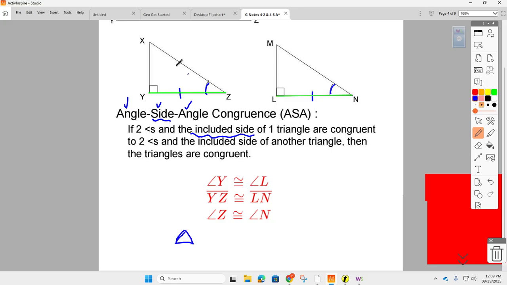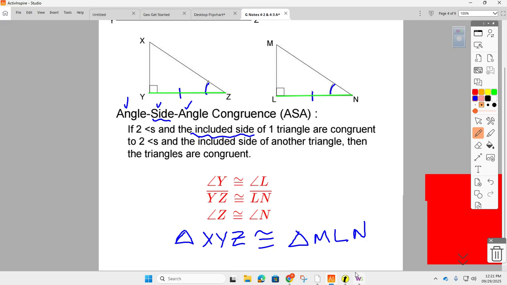So I'm going to name this one XYZ. I'm going to state that it's congruent to the other triangle. How am I going to name the other triangle? What do you think, Xavier? Yes, MLN. So that unmarked angle, down to the right angle. So X is congruent, that's the unmarked angle. Both right angles are Y and L, and then our last angle is N.